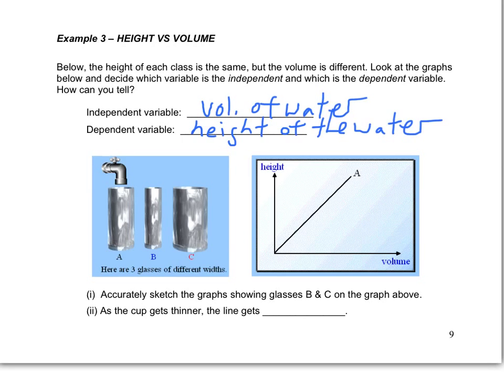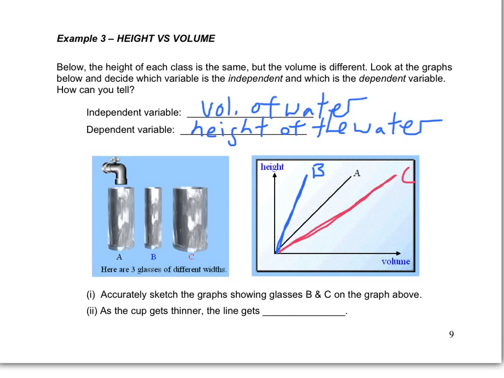Let's go back to this. We would have the graph of B looking like this. Notice the height is still the same, the height of the water, and therefore C, which is wider, is going to take more water. The volume of water is going to be greater to get to that same height. So it's going to be a less steep line. So that would be C.